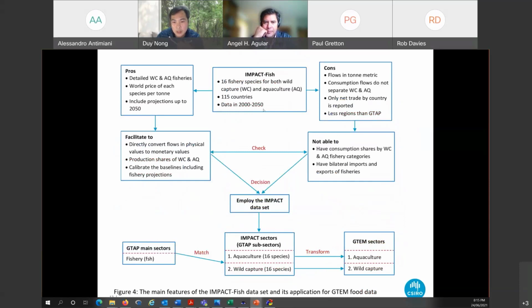And for IMPACT, because FarmBio does not have the detail of the fishery sector, that's why we use this database. It has 16 fisheries species for both wild capture and aquaculture. So we also use similar approaches to compare advantages and disadvantages, and we come to the conclusion that we will use this database to disaggregate the fishery sector into aquaculture and wild capture data for our GTAP model.